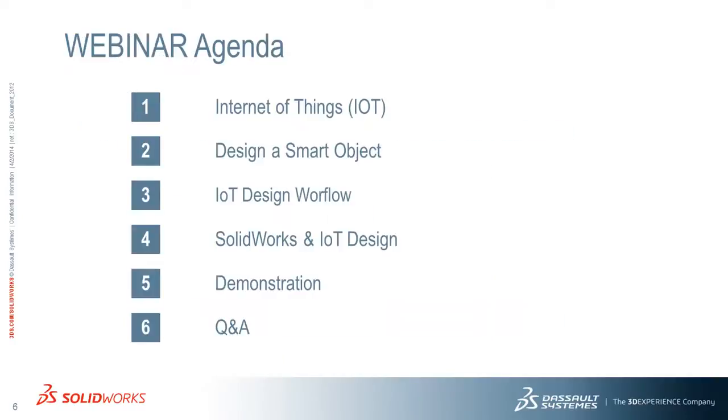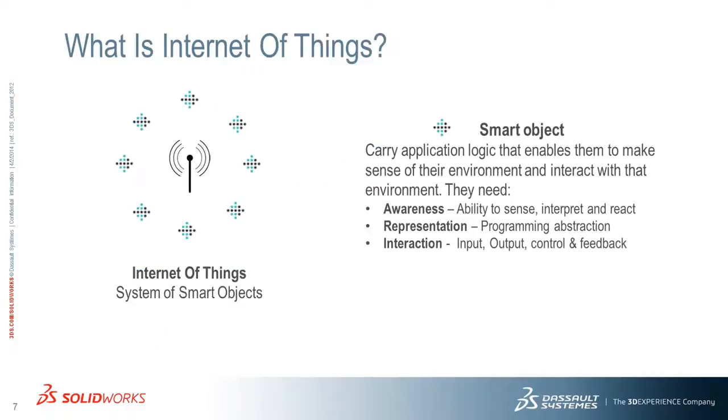So let's quickly take a look at what we're going to be discussing. First, we're going to look at what the Internet of Things is. This is a buzzword that's very popular today. And we'll talk about designing a smart object. Then we'll get into workflow, what that typical workflow involves, and then how SolidWorks fits into this workflow. And then we'll take a look at a demonstration of how you would design a product for the Internet of Things in SolidWorks. And then finally, we'll answer some questions as they come up throughout the webinar.